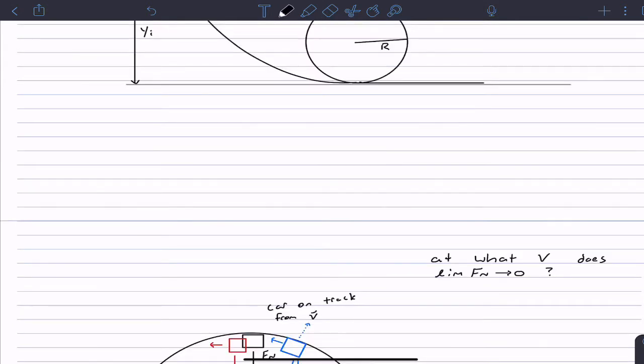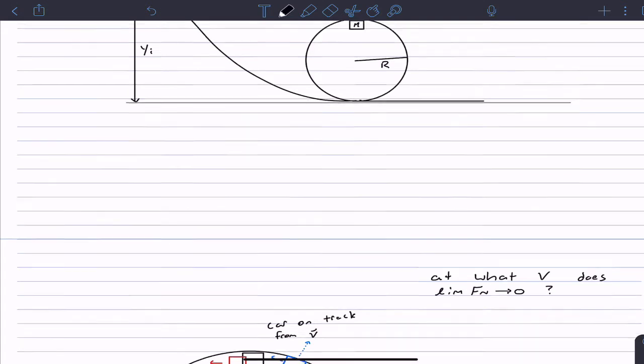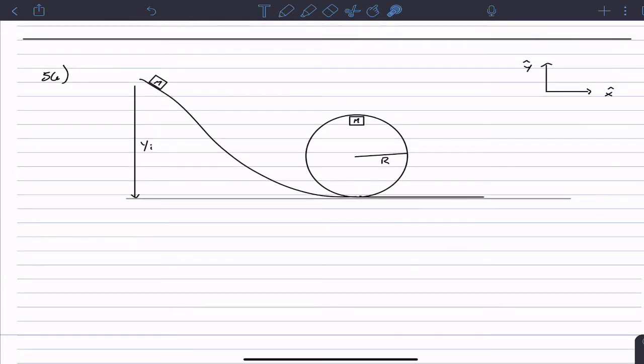Okay, so we're given a setup for problem 56. I've taken the time to draw it here. We're told that a car is rolling down a track, and then it's going to go through this loop and come out the other side. What we want to know is at what velocity can we get this thing to just barely make it through. So what is the minimum velocity that we can get it to just barely go through?